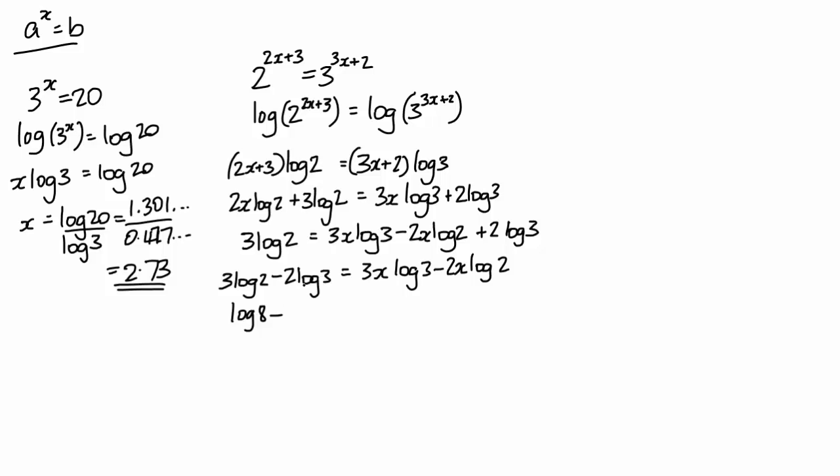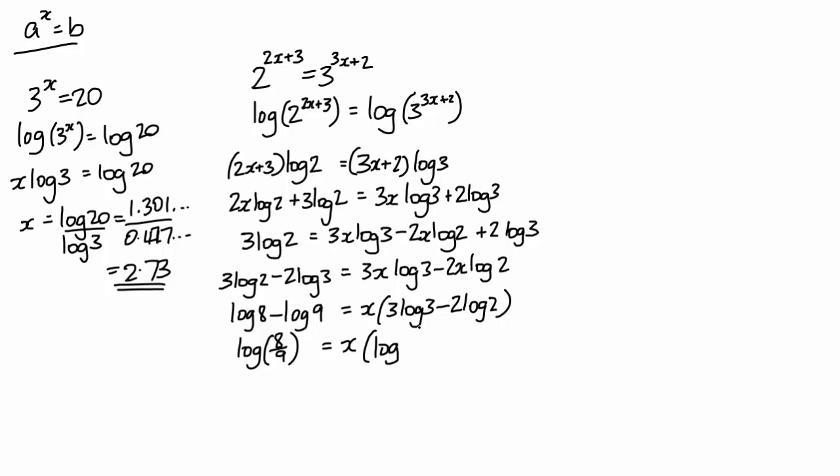2 lots of the log of 3 is the same as the log of 3 squared, so that's subtract log 9. The right hand side I'm going to factorise into x (3 log 3 take away 2 log 2). Left hand side, difference between two logs is the same as the log of a fraction. The right hand side I'm going to simplify as I did with this row moving to that row.